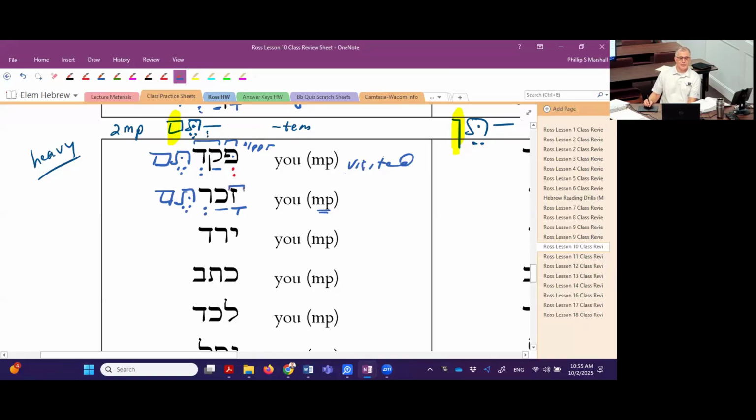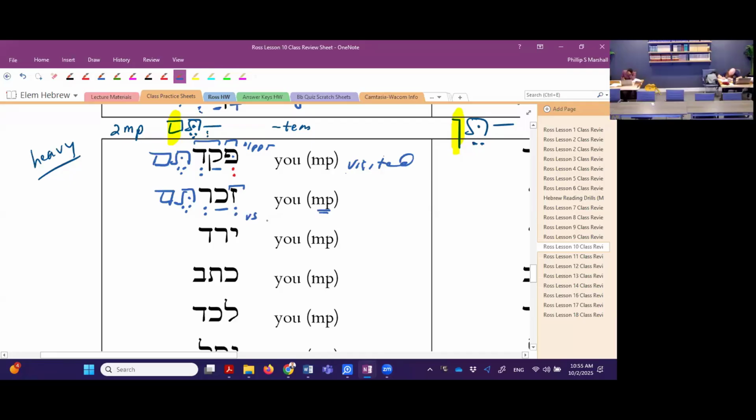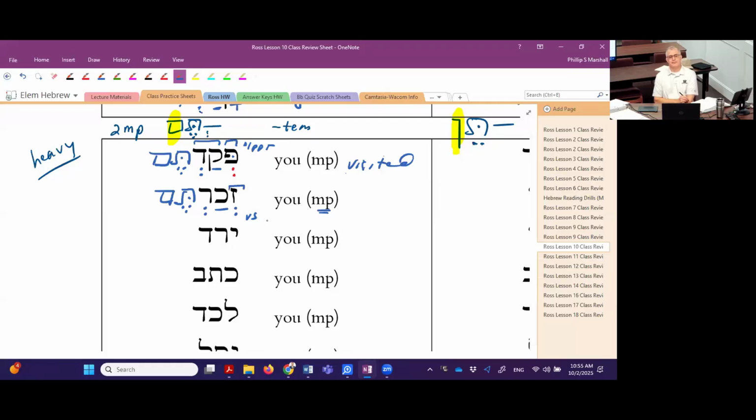That leaves za open and pretonic, and it has to do what? Reduce to a vocal Shva. So instead of zahartam, I get the vocal Shva: zahartem. So pekadtem, zekartem. Everybody, zekartem. What does that mean? You remember. Excellent. All right.